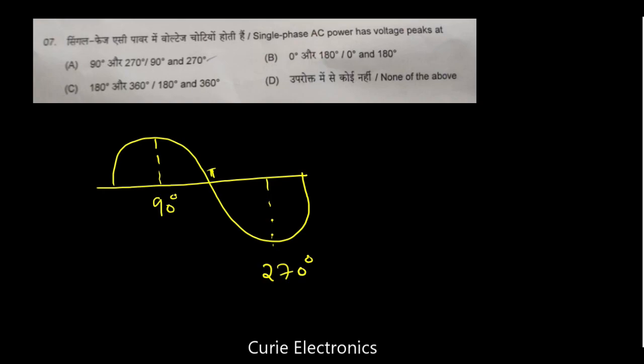No, not between, at that points. Single phase AC power has voltage peaks at 90 degree and 270 degree. Question number 8.